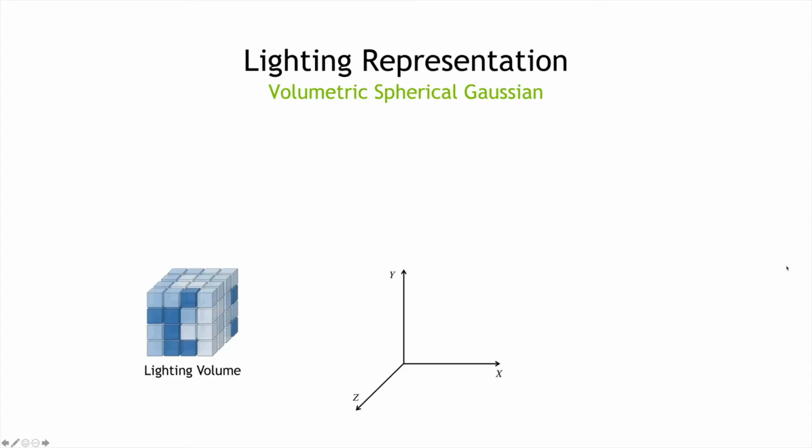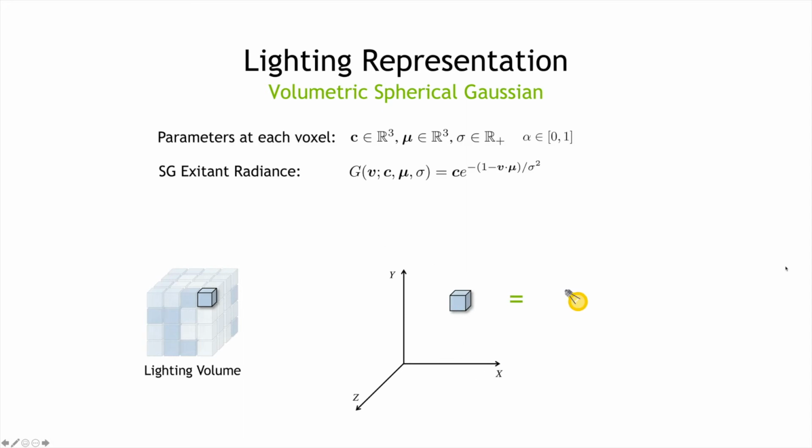Volumetric spherical Gaussian is a voxel-based representation for the full scene. Each voxel corresponds to a scene location in 3D. The voxel can be treated as a light source. Each voxel contains a set of spherical Gaussian parameters representing the exitant radiance. These parameters include the HDR intensity value C, emission direction mu, and sigma to control the sharpness of a spherical lobe. When looking at the voxel in a viewing direction V, we can compute the outgoing radiance with the formula of spherical Gaussian.